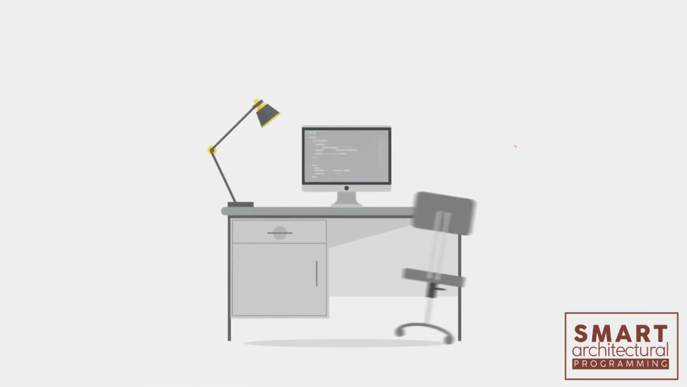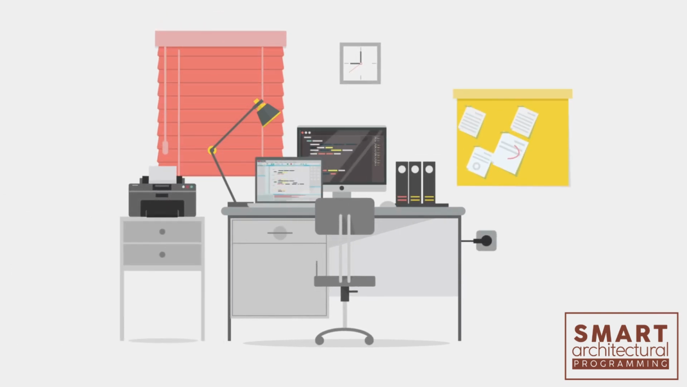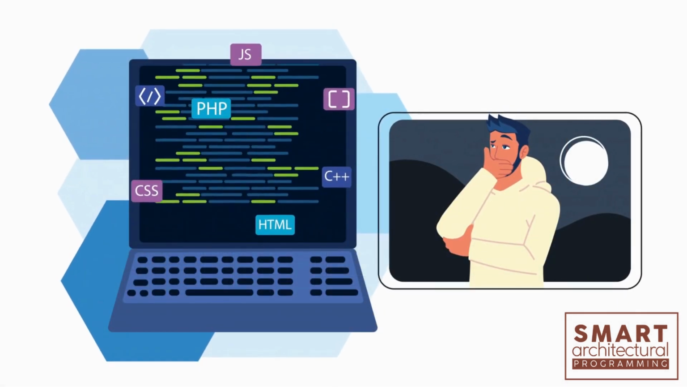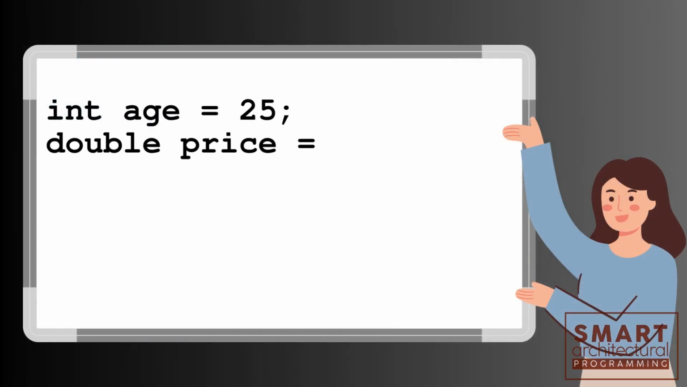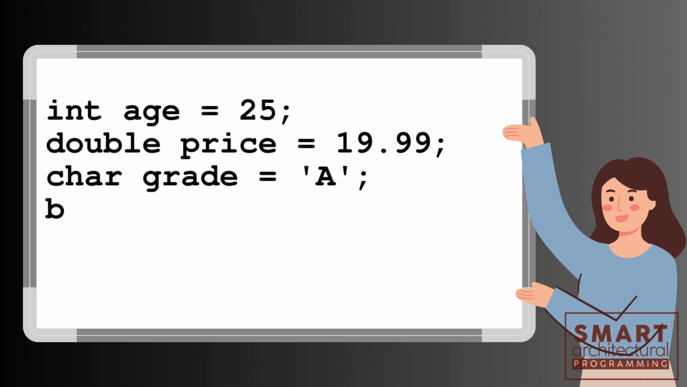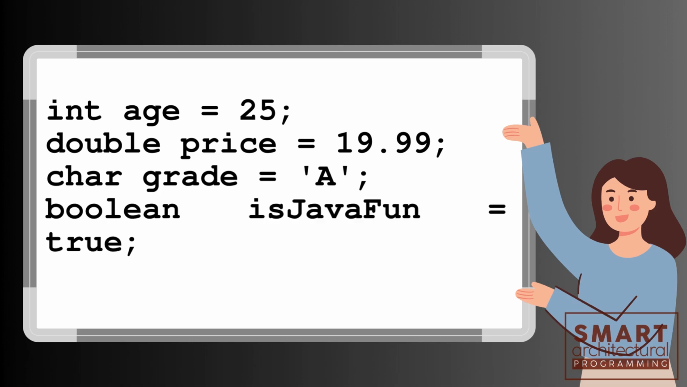Let's see some examples of declaring variables with different data types in Java. Here's how we declare variables with different data types. int age = 25. double price = 19.99. char grade = 'A'. boolean isJavaFun = true.